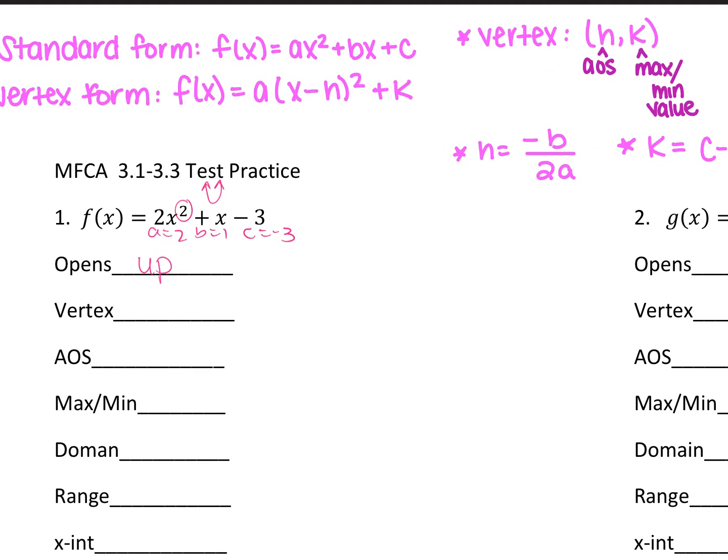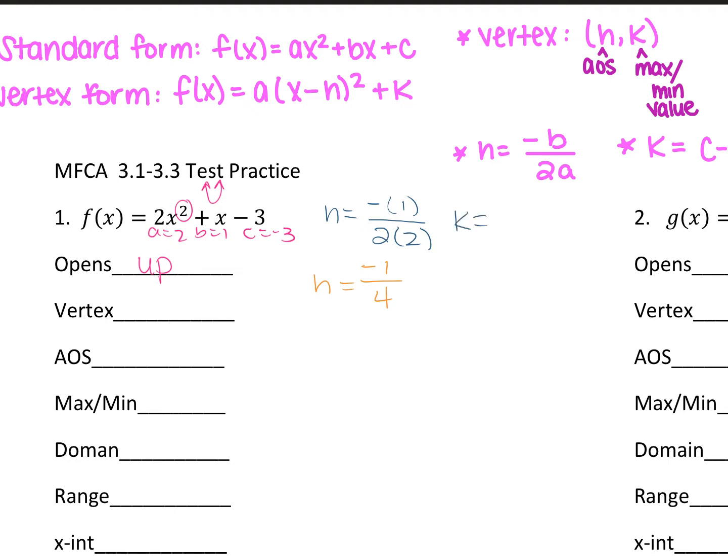So your h is going to be the opposite of 1 over 2 times 2. So that's the opposite of 1, which is negative 1, over 2 times 2, which is 4. So h is equal to negative 1 over 4.